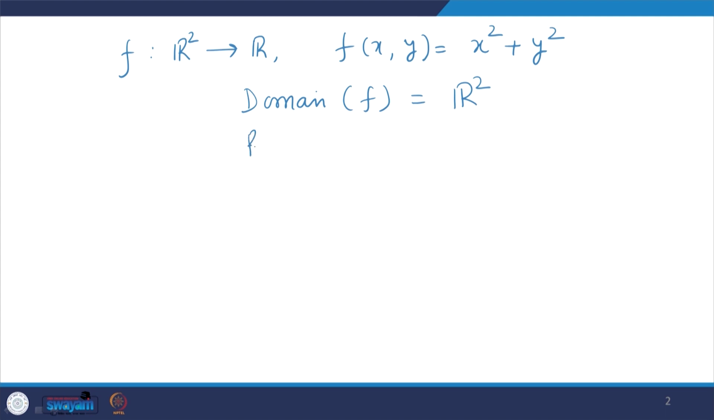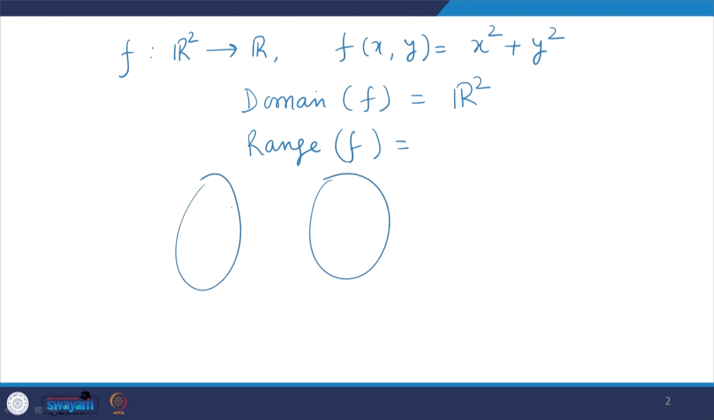If we talk about the range of f, you have R2 here and R here. The (x, y) we choose here, so that f is defined, is called the domain of f, and through this map, f maps to this set. So, this set is basically the range of f.